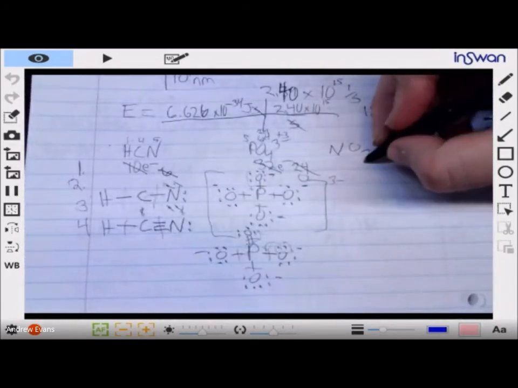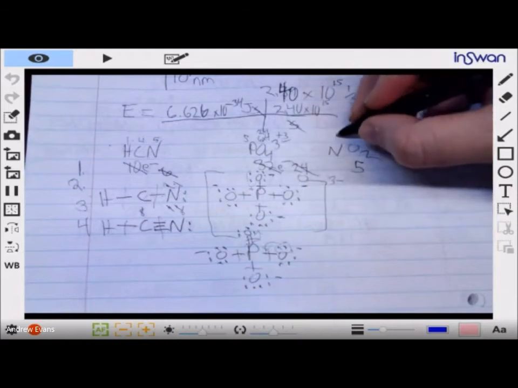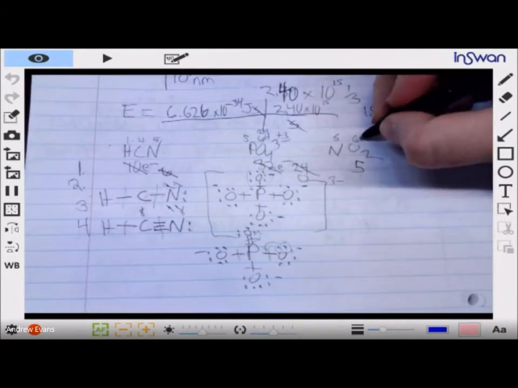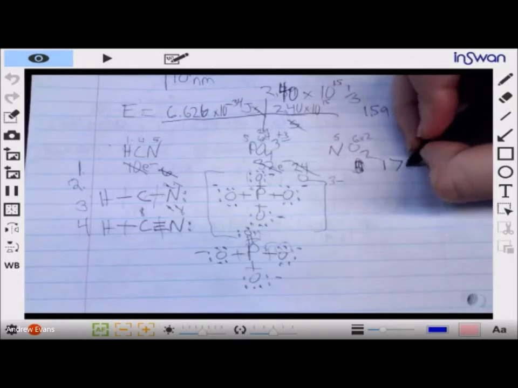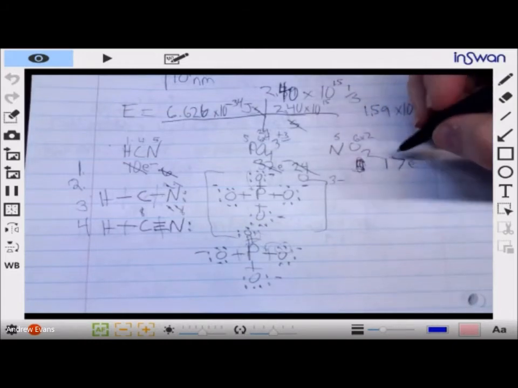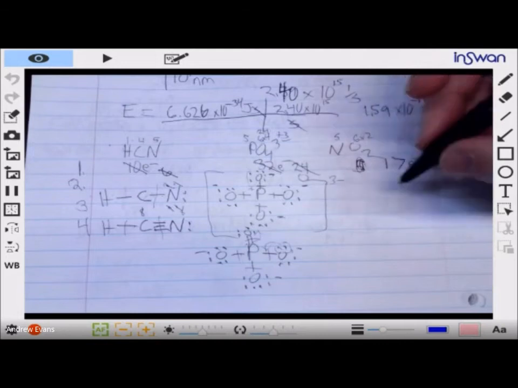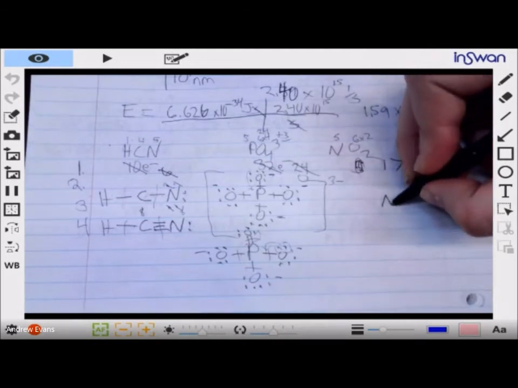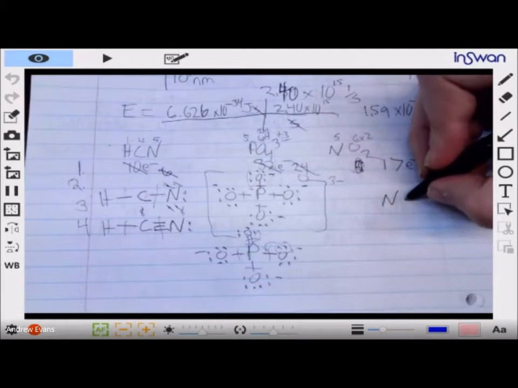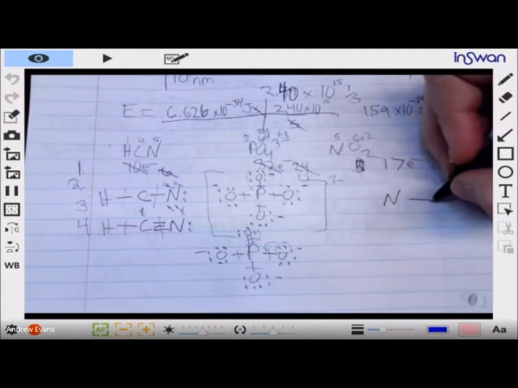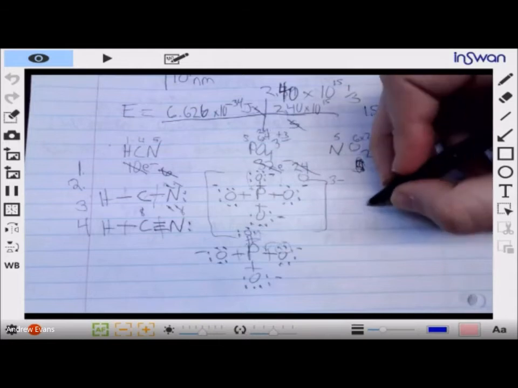Now NO2: 5 from nitrogen, 6 from oxygen times 2, so 12, so 17 electrons total. This is going to be a problem. 17 electrons means we're going to have an odd number of electrons, means we're going to probably have a radical. Whenever you have an odd number of electrons, there's a good chance you're going to have a radical.